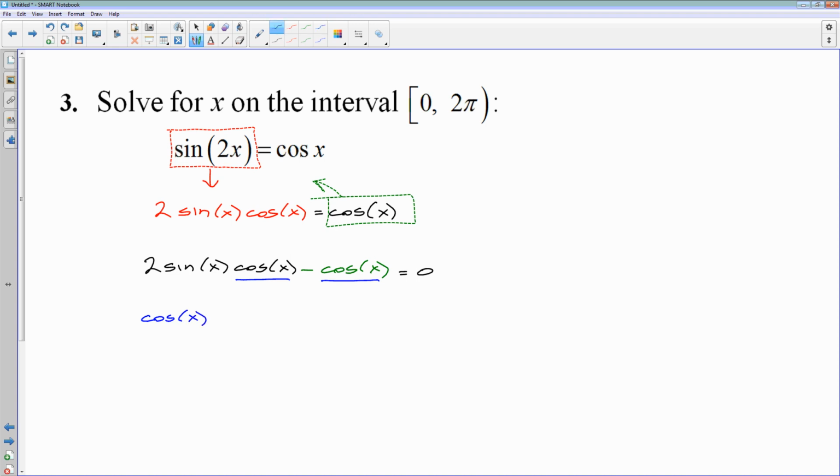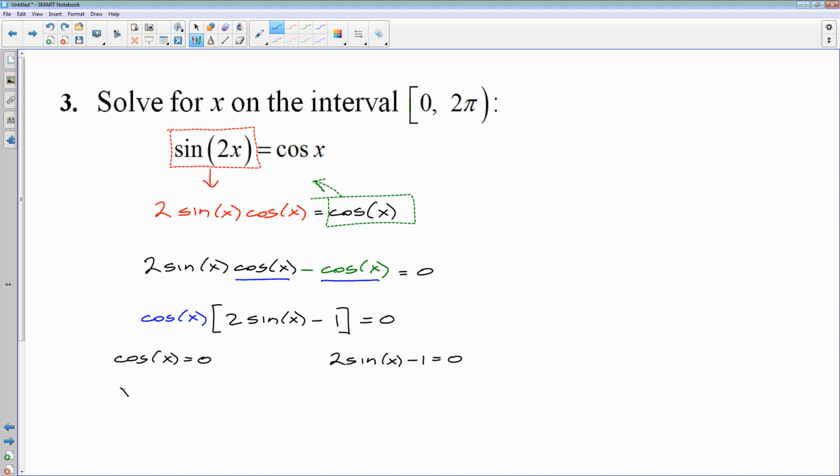That's going to leave me with 2 sine x. I pulled out that cosine x, minus, there was a cosine x here. I'm going to pull that out, leave me with just a 1, equals 0. And then we set each one of those equal to 0. Cosine x needs to equal 0, and 2 sine x minus 1 needs to equal 0.